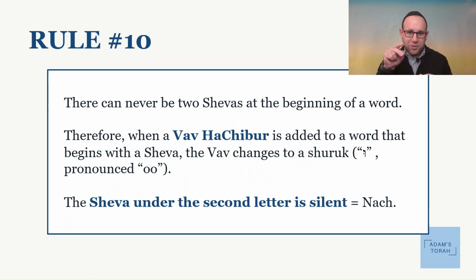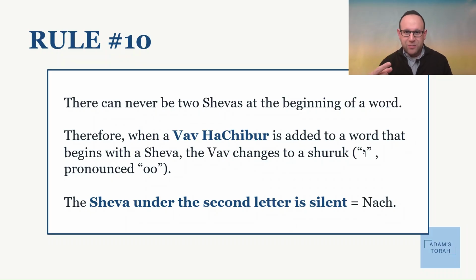Now when you add a Vav with a Sheva underneath it, and the next letter also has a Sheva, there'll be two Shevas in a row. But instead of following our normal rules, that first Vav with the Sheva, instead of being pronounced as Ve, actually changes to a Shuruk and gets read as U. There's an imaginary Aleph before this Shuruk, and it's read as U.